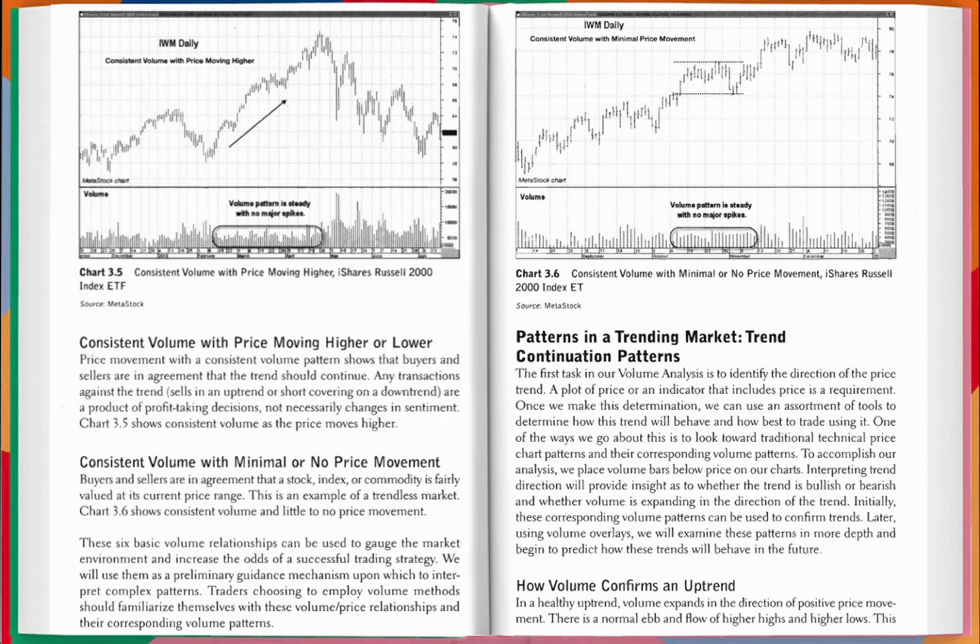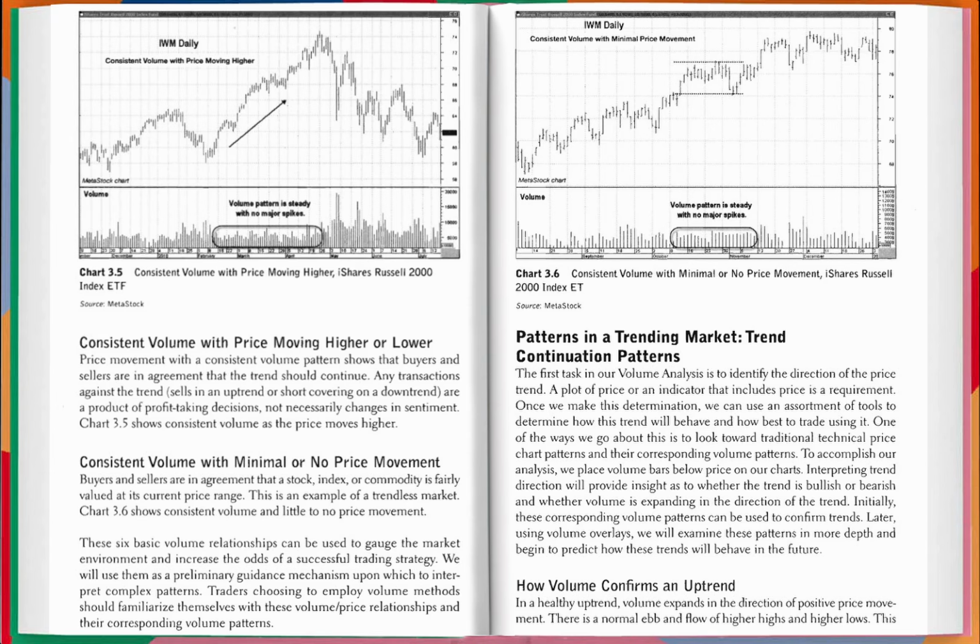Consistent volume with price moving higher or lower. Price movement with a consistent volume pattern shows that buyers and sellers are in agreement that the trend should continue. Any transactions against the trend, sells in an uptrend or short covering in a downtrend, are a product of profit-taking decisions, not necessarily changes in sentiment. Chart 3.5 shows consistent volume as the price moves higher.